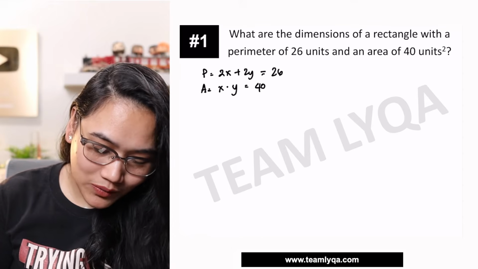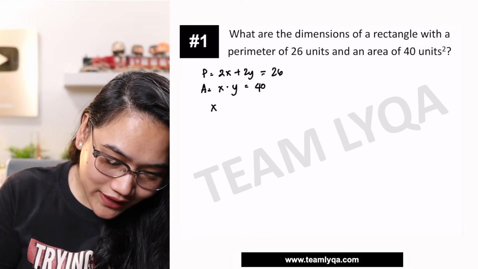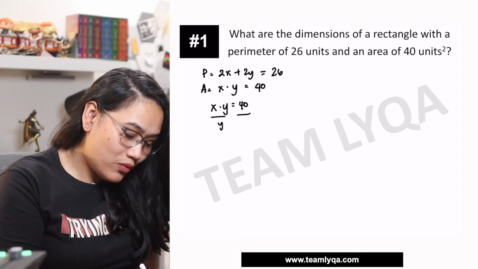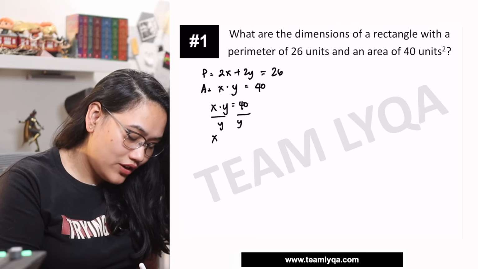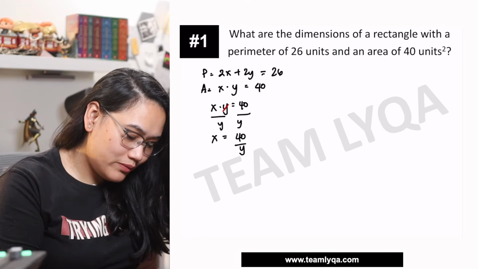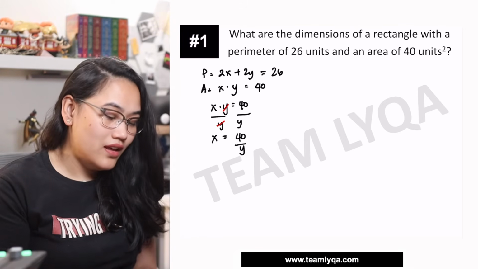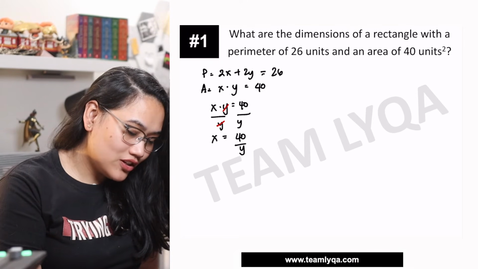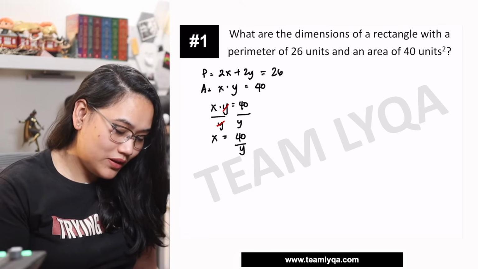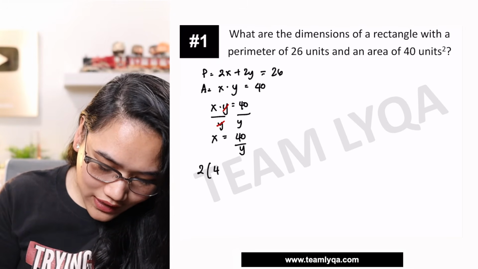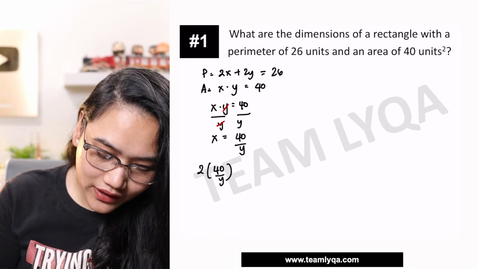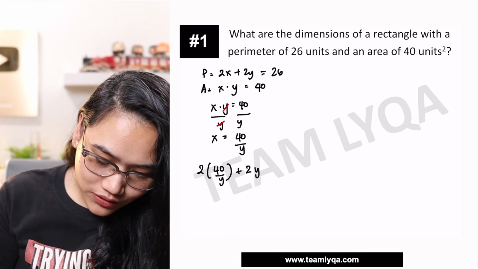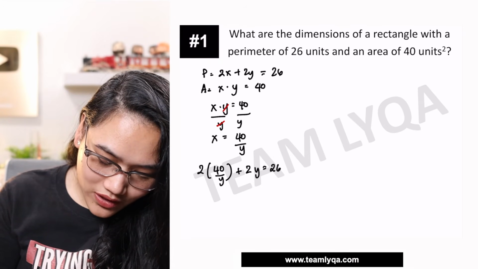Okay? So now that we have that, we can solve for x. To get x, we divide both sides by y. And we have x is equal to 40 over y. Okay? Kasi pwede natin i-cancel yung y dito. Now that we have that, so substitute lang natin siya, again, dun sa ating formula. So you have 2 times 40 over y, ito kasing x, plus 2y is equal to 26.